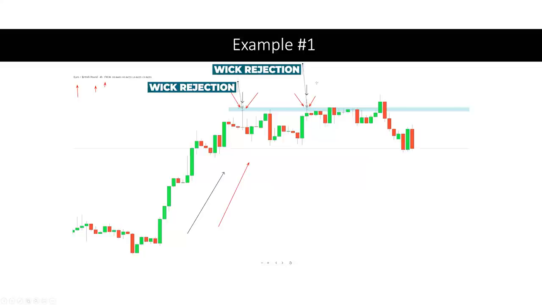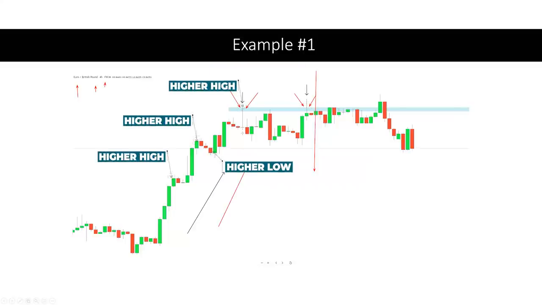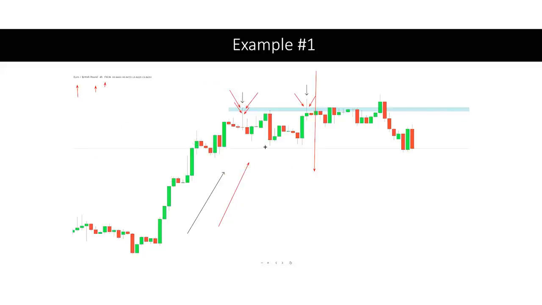Now notice, at this point in time, with the data to the left of us, we had price pushing bullish. We had price creating higher highs and higher lows. Now, this wick rejection represents nothing to us at this stage, simply because the market is pushing bullish and it's able to do that. There's not a key level to work with, so we wait to see what happens.